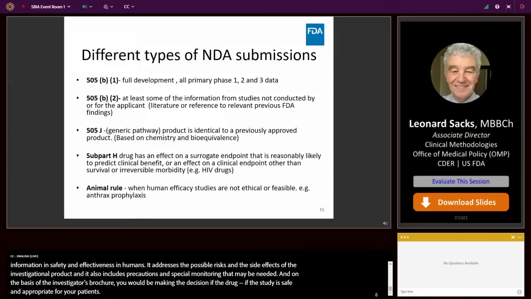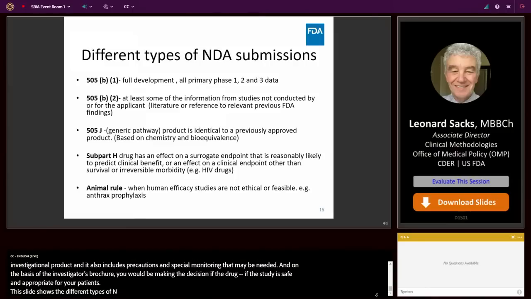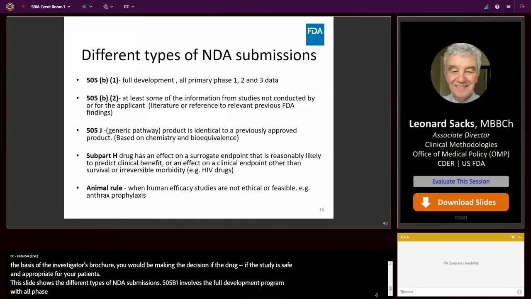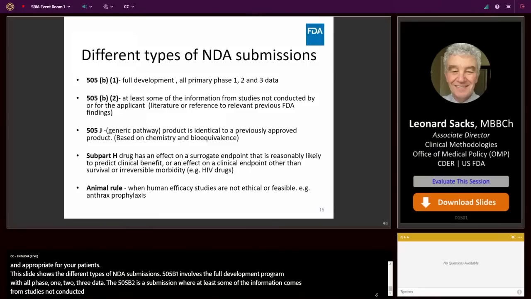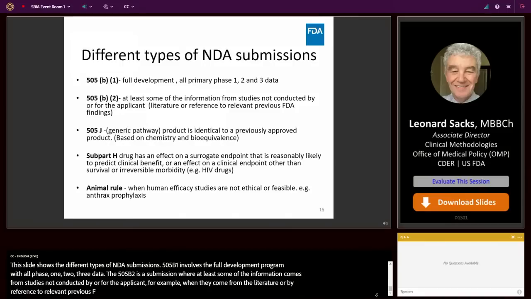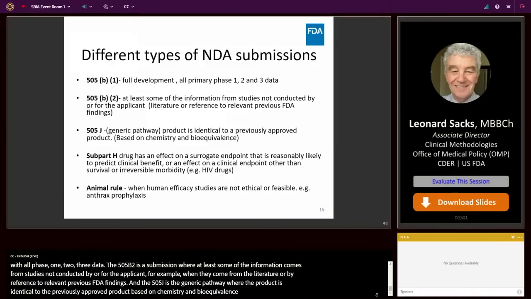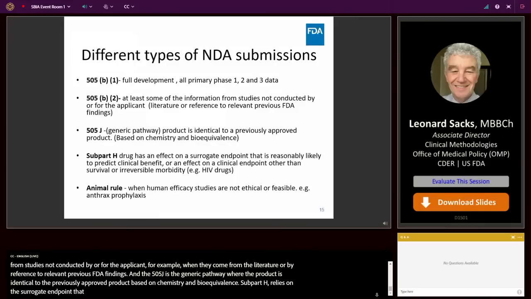This slide shows the different types of NDA submissions. A 505(b)(1) involves a full development program with all phase 1, 2, and 3 data. A 505(b)(2) is a submission where at least some of the information comes from studies not conducted by or for the applicant. For example, they may come from the literature or by reference to relevant previous FDA findings. A 505(j) is the generic pathway where the product is shown to be identical to a previously approved product based on chemistry and bioequivalence. Subpart H relies on a surrogate endpoint that is reasonably likely to predict clinical benefit or an effect on a clinical endpoint other than survival or irreversible morbidity.